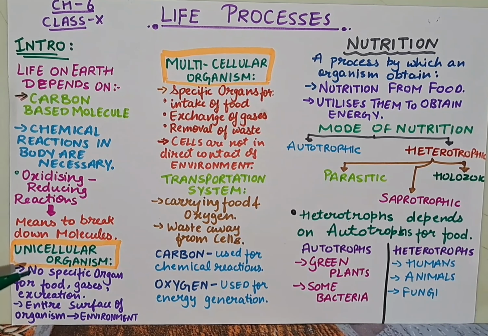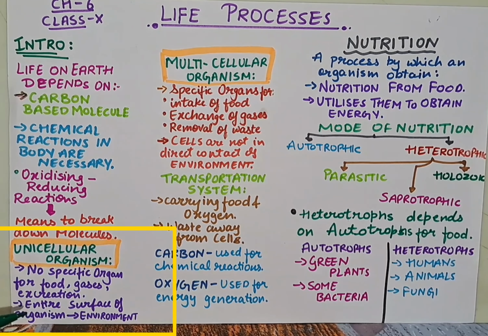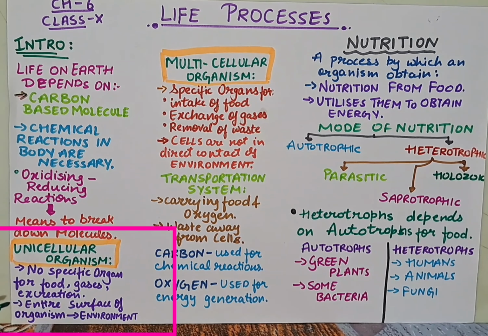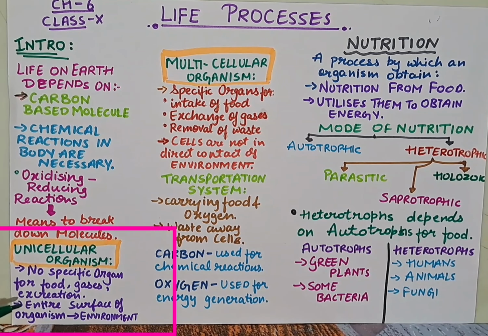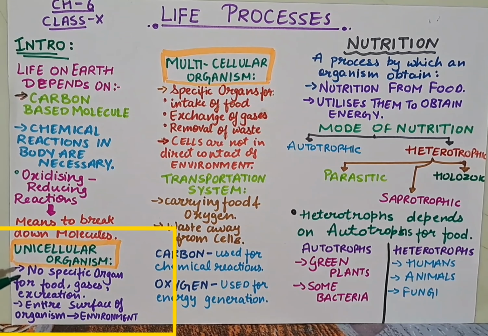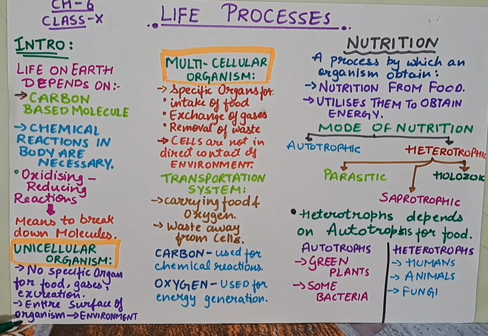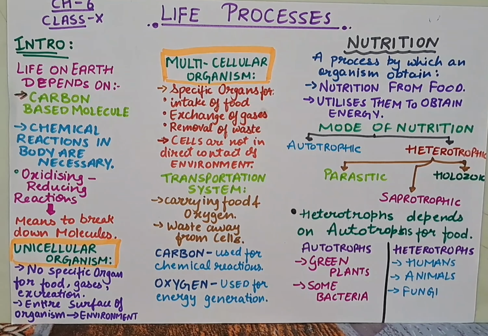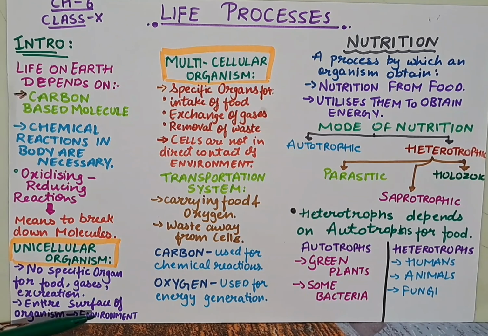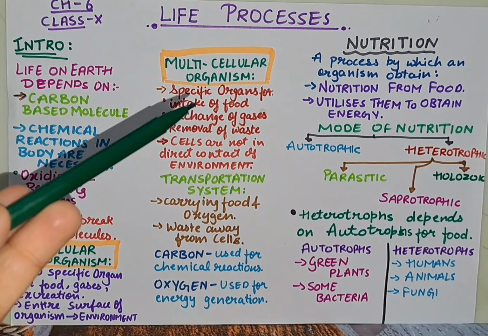In unicellular organisms, there is no specific organ for food and gaseous exchange and for the process of excretion of waste removal, and the entire surface of a unicellular organism like amoeba is in direct contact with the environment. Then talking about the multicellular organism.